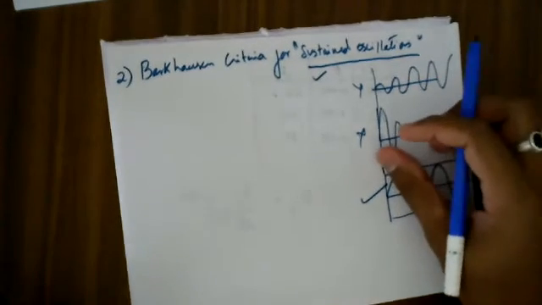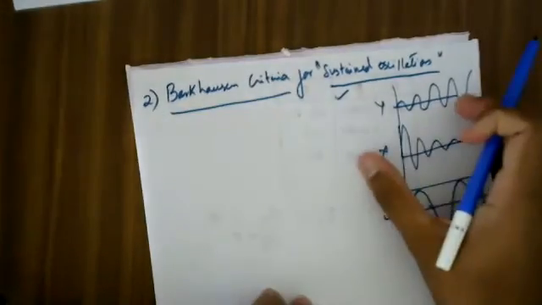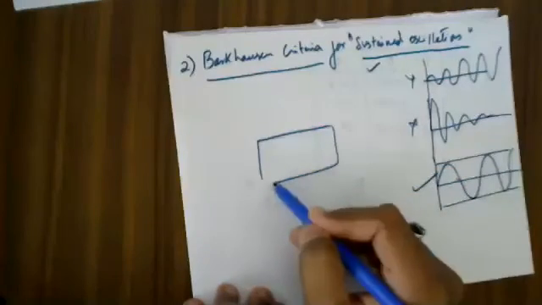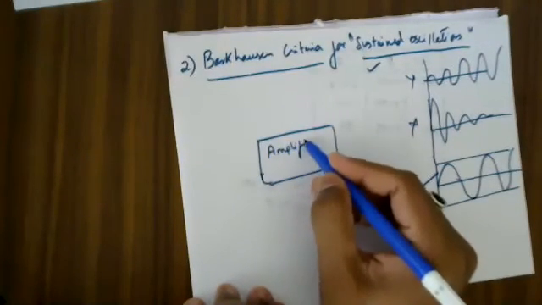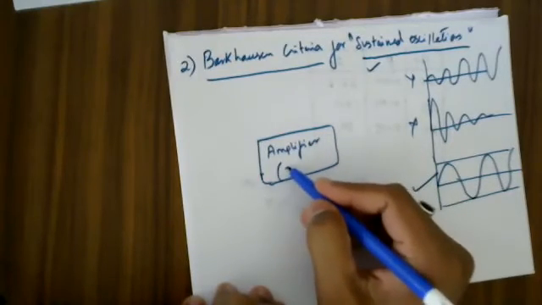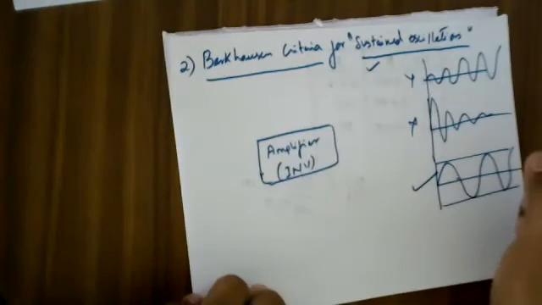Okay. So now to make you understand this Barkhausen criteria for sustained oscillation, let me say that I'm going to have an amplifier. Let me consider now this amplifier is of type inverting.